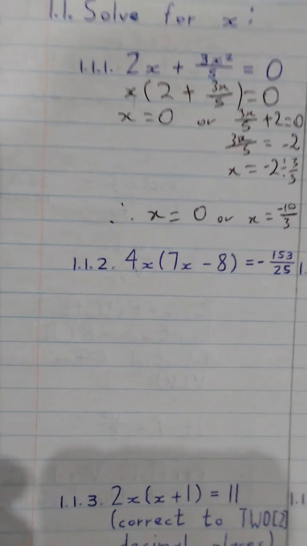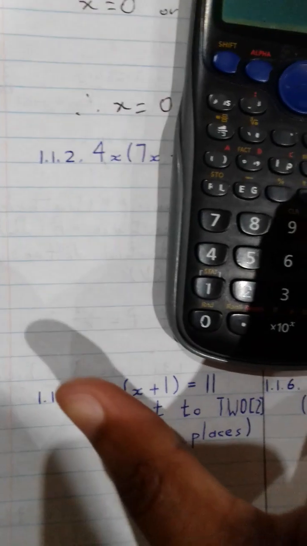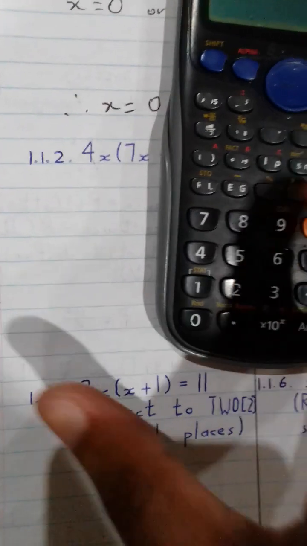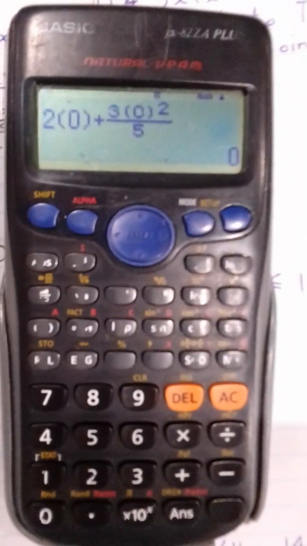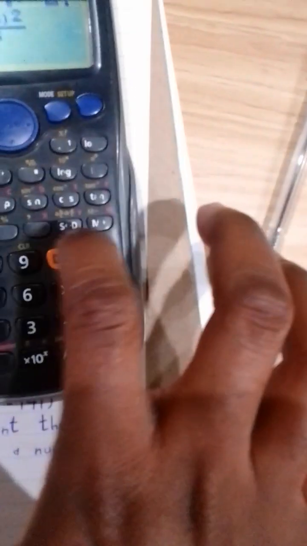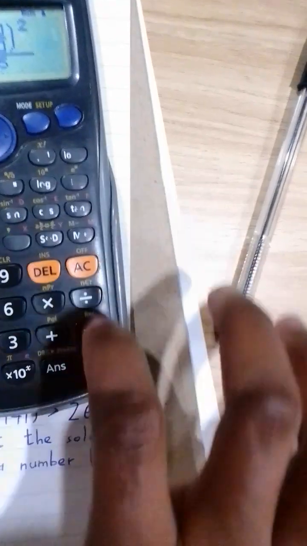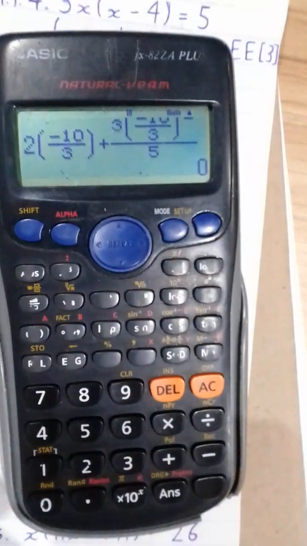Now it's time for verification. 2 times 0 plus 3 times 0 over 5. We get 0 as we can see, and then let's substitute negative 10 over 3. Zeros. So the solutions are both correct.